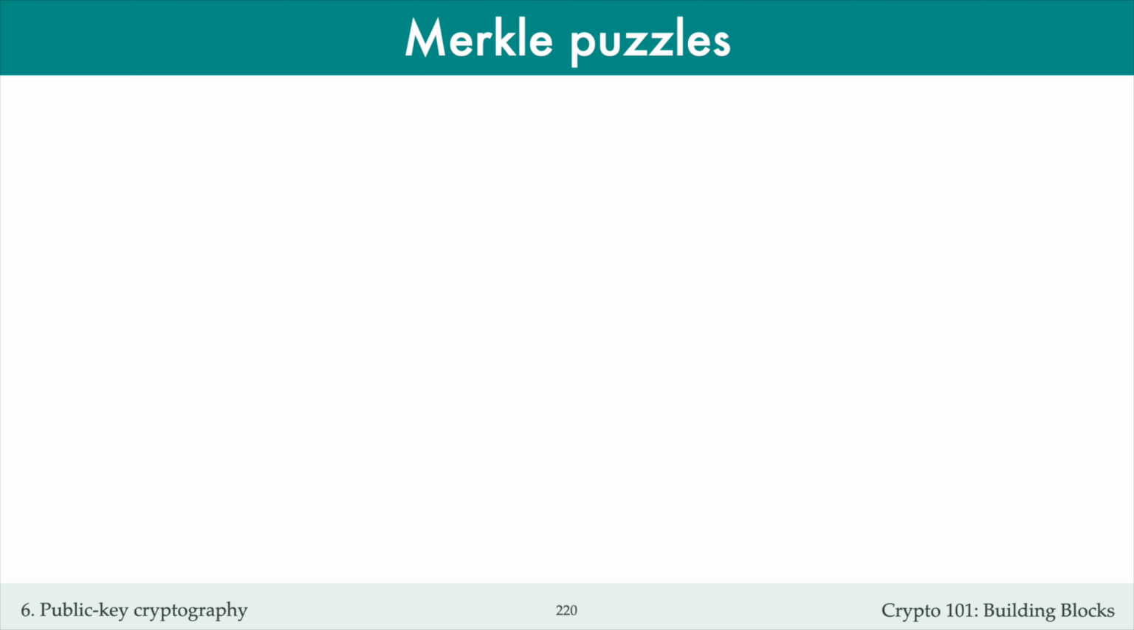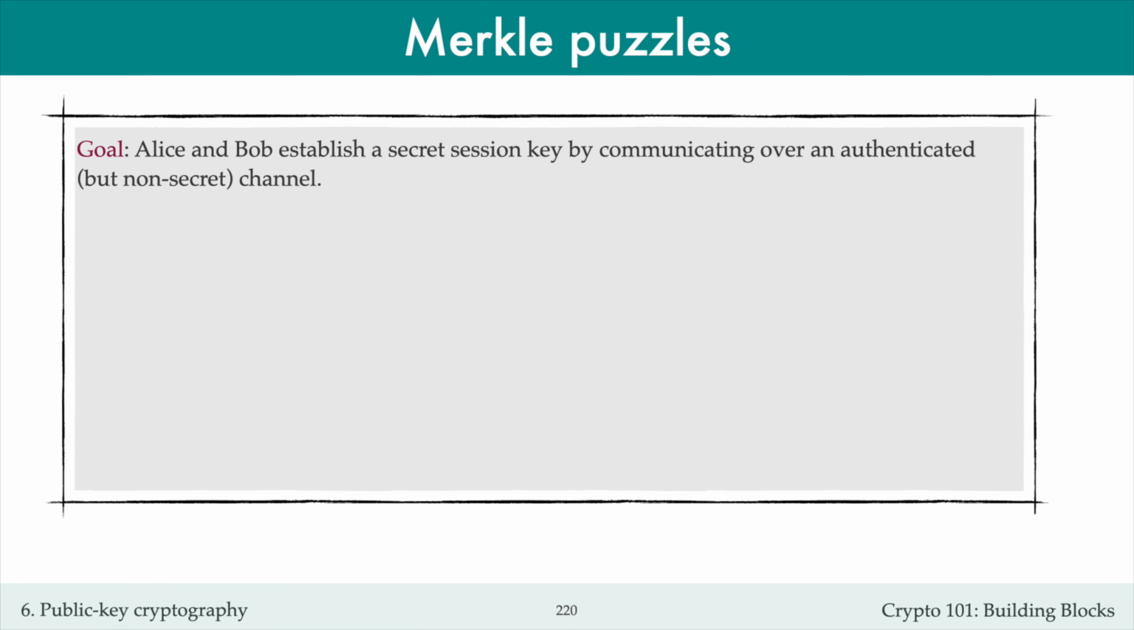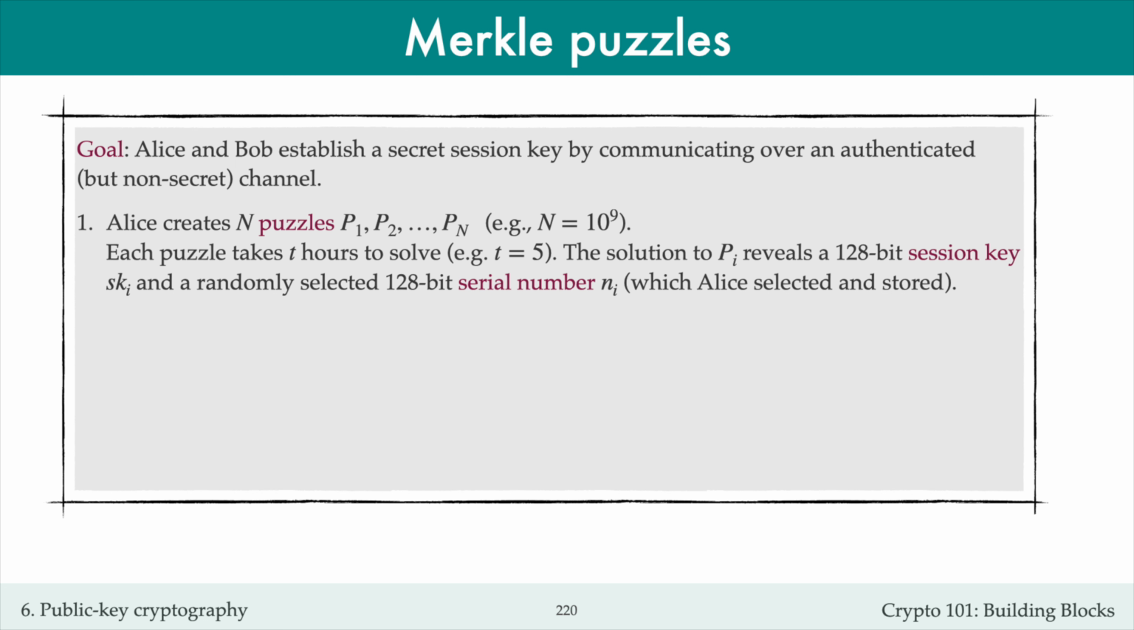Merkle described his idea for key establishment using so-called Merkle puzzles. This method is meant to be proof of concept and is not intended to be practical. The goal of Merkle's protocol is for Alice and Bob to establish a shared session key by communicating over an authenticated but non-secret channel. Alice begins by creating n puzzles P1, P2 up to Pn. Think of n as being large, perhaps 1 billion. These puzzles are easy for Alice to create, but each puzzle takes T hours to solve. Think of T as being 5 hours, say.